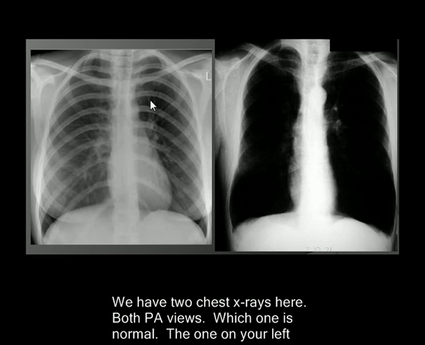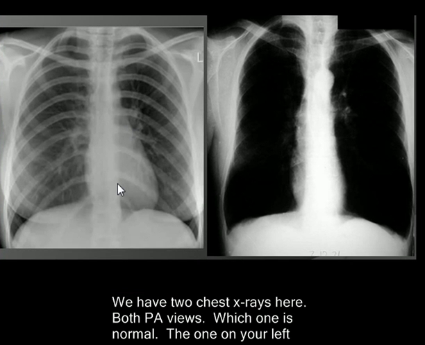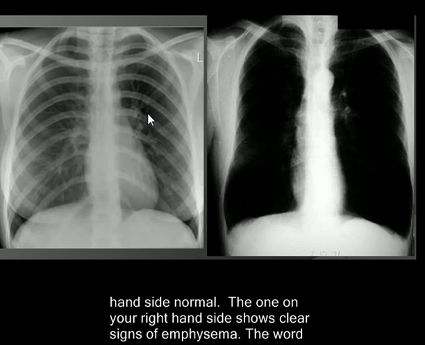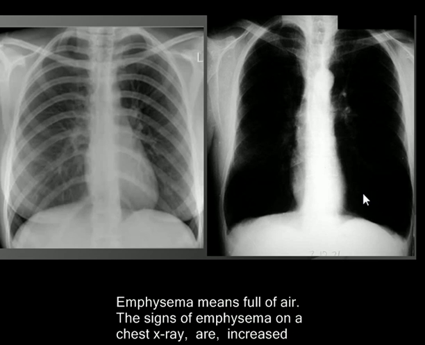Okay, we have two chest x-rays here. Both are PA views. Which one is normal? The one on your left hand side is normal. The one on your right hand side shows signs of emphysema. The word emphysema means full of air.